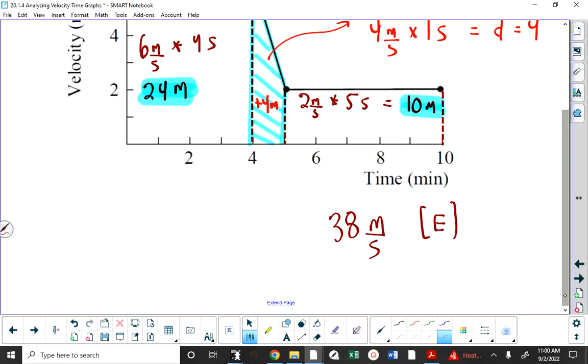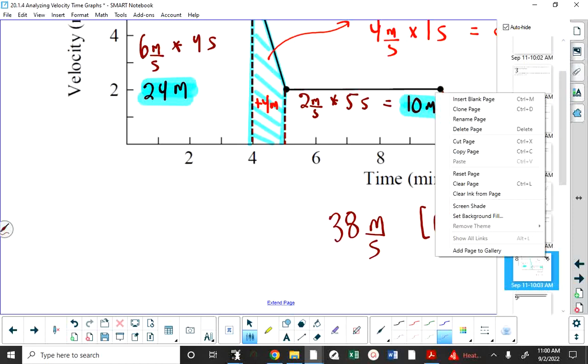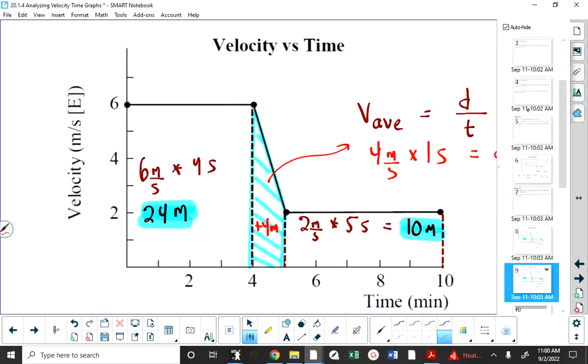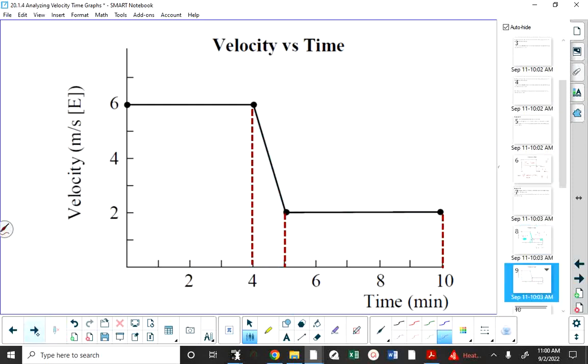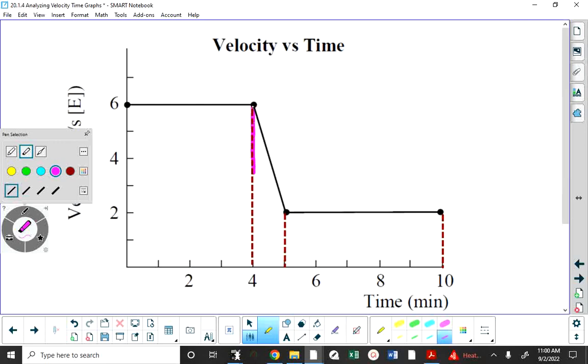So I want everybody to do the following. I would like you to look at the shape. I'm going to erase everything. I already have it saved on a different page. There it is. I would like you to look at this shape that I'm going to highlight in pink.